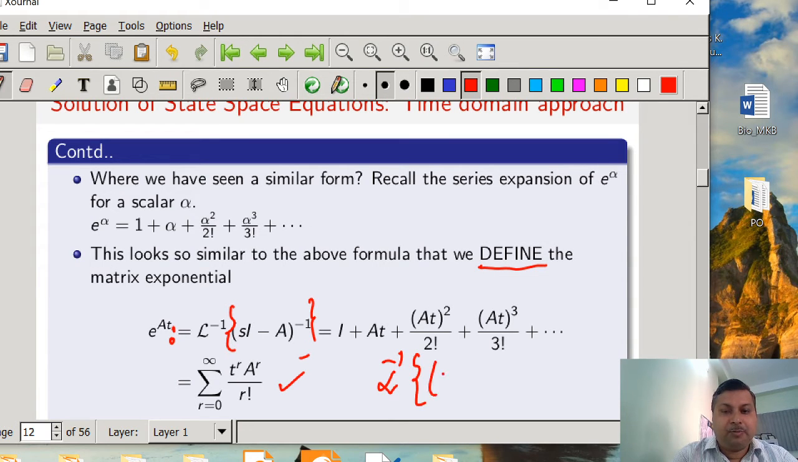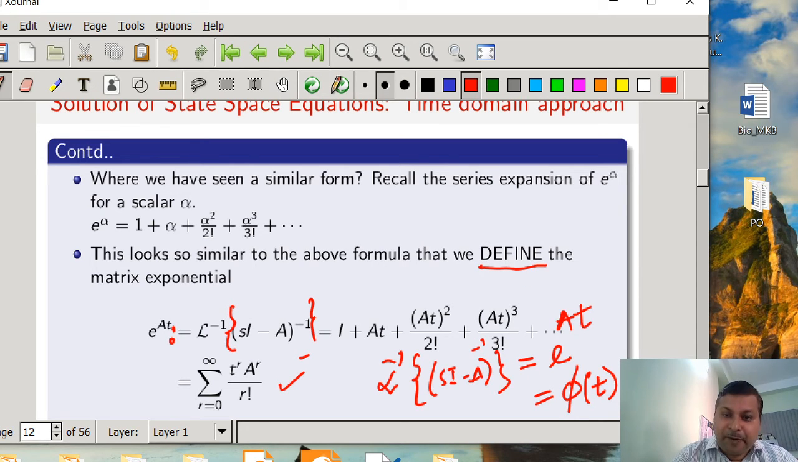Later on, if we find the Laplace inverse of the term sI minus A inverse somewhere, then by the definition we will write it in the form of e to the power At, or sometimes it is written phi of t also. We will define this e to the power At, that is the matrix exponential, a little bit later. There is a specific term to describe e to the power At.